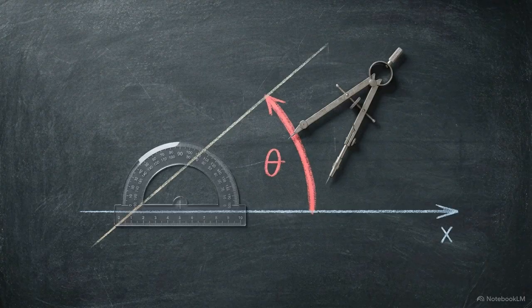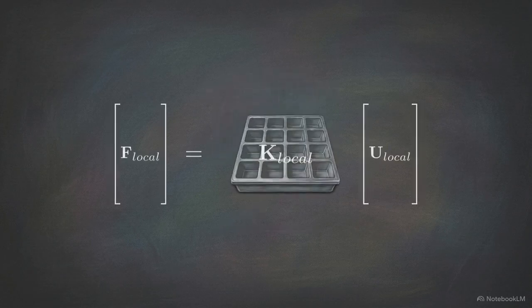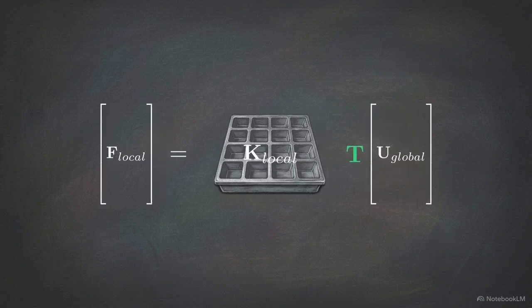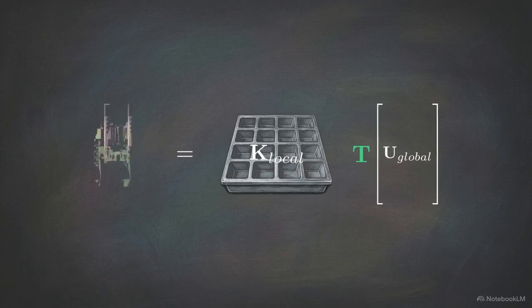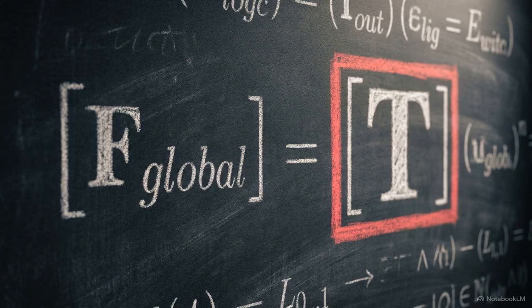Now we incorporate the bar's angle, theta, which defines the relationship between the local and global coordinates. We use a transformation matrix, T, which contains the trigonometric functions needed to project a vector across that specific angle. Using a substitution, we replace the local displacement vector with the transformation matrix multiplied by the global displacement. We apply the same logic to the force vector. Local forces are now expressed as T multiplied by the global forces. This leaves the global force vector trapped behind the T matrix on the left side of our equation.